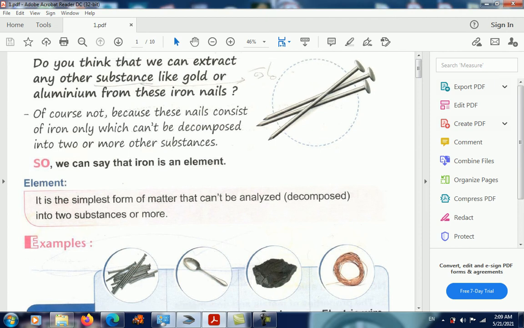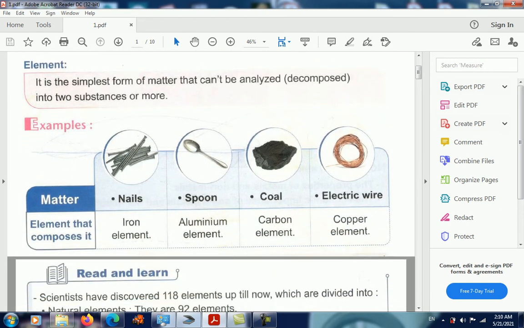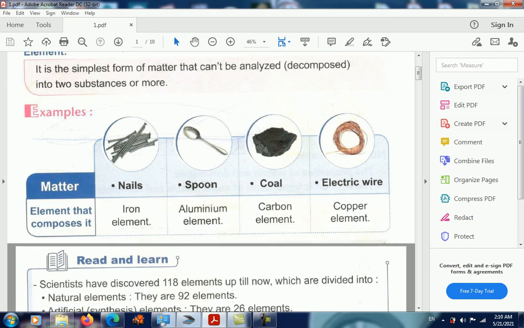Do you think that we can extract any other substance like gold or aluminium from these iron nails? Of course not, because these nails consist of iron only, which can't be decomposed into two or more other substances. So we can say that iron is an element. So an element is the simplest form of matter that can't be analyzed or decomposed into two substances or more.